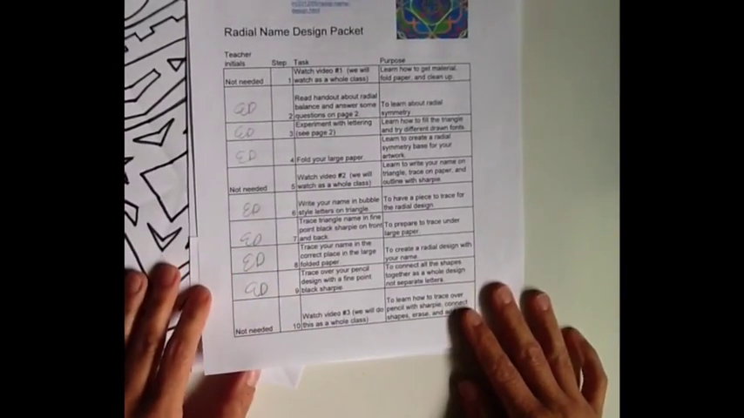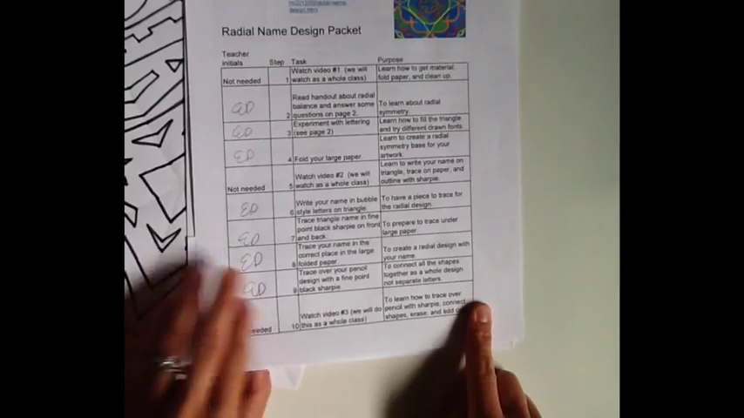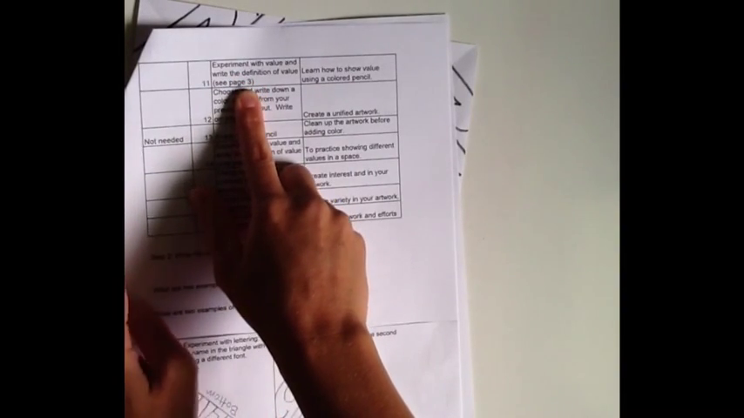Okay, this is video 3, and again, this is at the bottom of your paper, and we're going to flip to the second page once you're done watching the video. We're going to experiment with value and write the definition of value on page 3 of this learning guide.